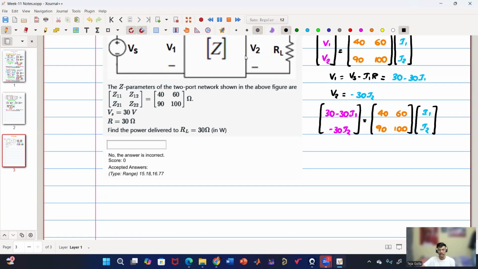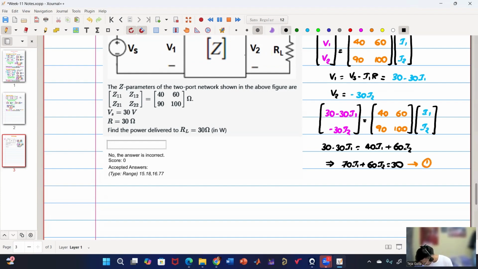So from here, what we can do is we can get two equations, and there are two unknowns. So let us solve for it. What is my first equation? First equation is 30 minus 30 I1 is equal to 40 I1 plus 60 I2. If I bring everything on one side, I will get 70 I1 plus 60 I2 is equal to 30. Let it be my equation 1.